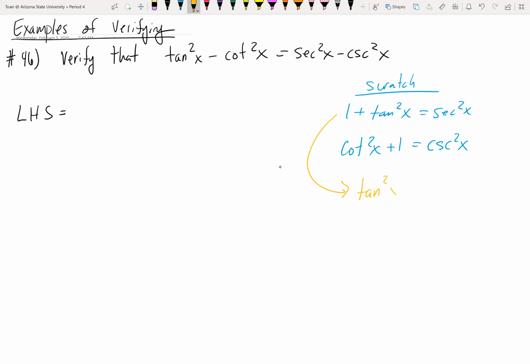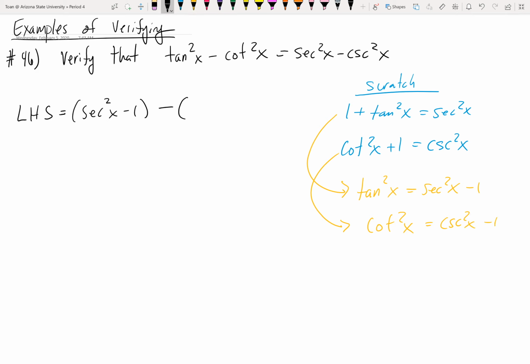I know that tangent squared x is secant squared x minus 1. You just have to subtract the 1 over. So I can do that substitution. So that equals secant squared x minus 1 minus, I always like to use parentheses when I substitute, and according to this identity, I know that the cotangent squared by itself is equal to cosecant squared x minus 1.